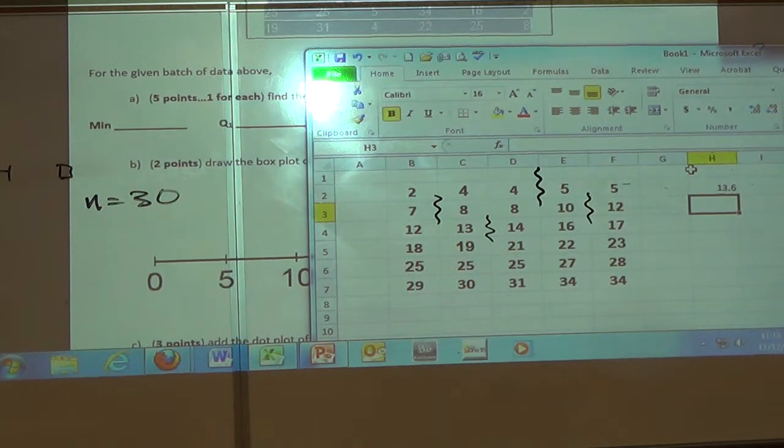Now here's the problem. Where's the 40th percentile? I know it's between that and that. Here's the problem. I don't know where. Is it closer to 8 or is it closer to 17.5?